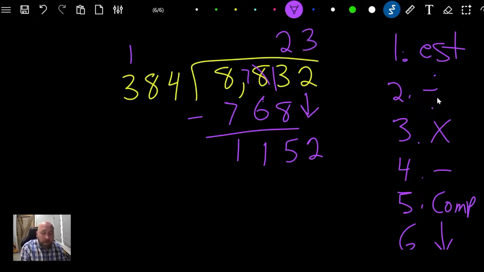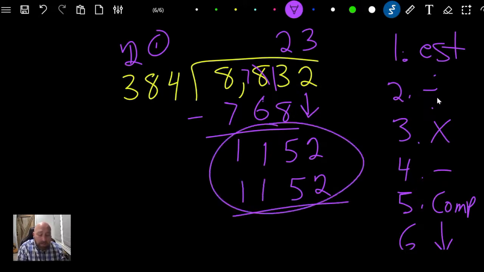Okay? So now, remember, I'm going back up to step number 2. It's almost like when I'm done here, I go back up to the top, right? So I estimated, now I'm dividing, and now I'm going to multiply. So 3 times 4 is 12. 3 times 8 is 24, plus 1 is 25. 3 times 3 is 9, plus 2 is 11.